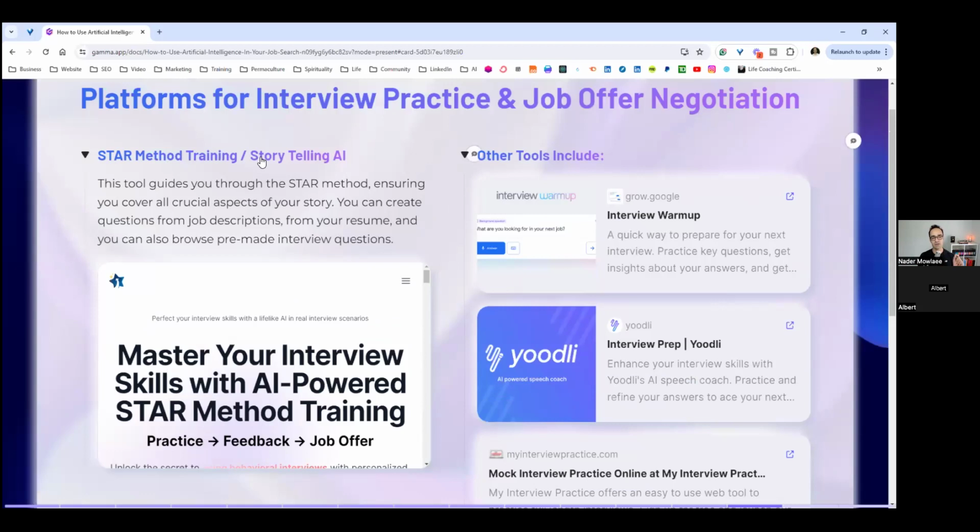That's training the STAR method. It's your storytelling AI tool, because ultimately, the average person going to an interview, based on my decade and a half of experience, does a poor job at telling their own story to begin with, and then answering behavioral questions, which is always a story.